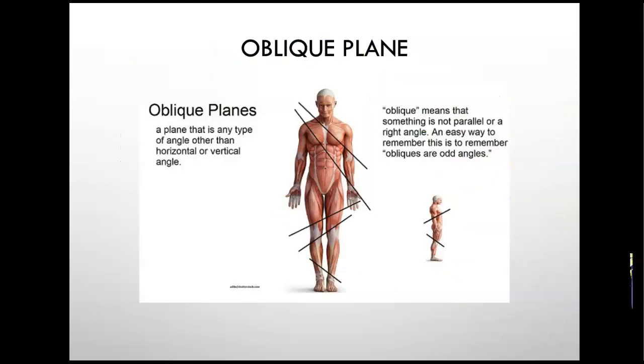And then the oblique plane, which you'll have to kind of write into your diagram, is going to be a plane that divides at any angle that's not a right angle, so going at a diagonal. So oftentimes we'll take tissue samples and we'll take an oblique sample or an oblique cut, and that means we're cutting in at an angle. So it's not straight horizontal or it's not straight vertical.